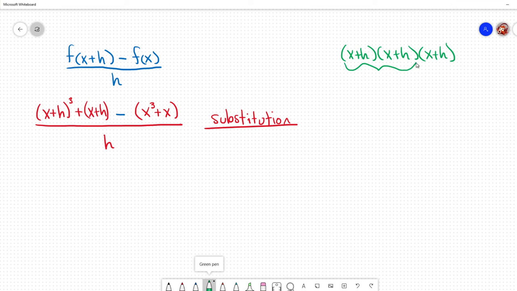Multiply these together first. X squared plus 2xh plus h squared. Now I have to do it again. Another x, so everything's going to multiply by x. And now everything's going to multiply by h. This will be x squared h.